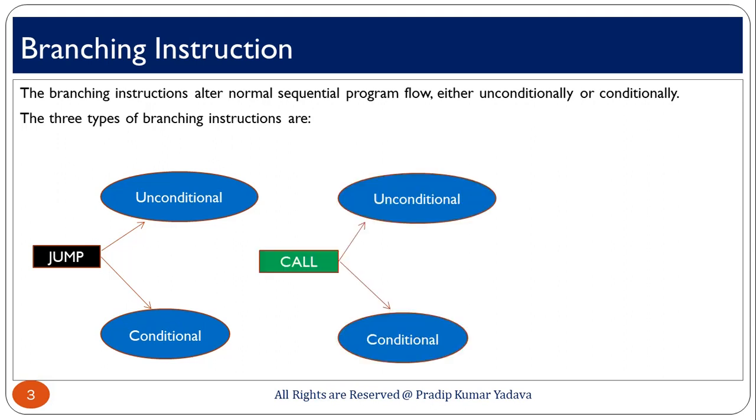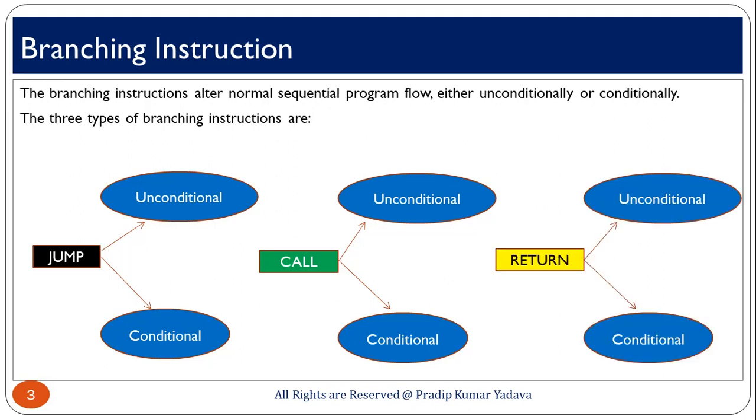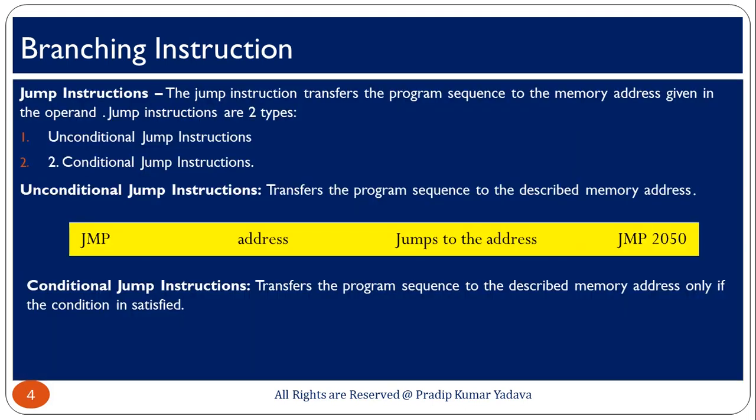Call is the second type of branching instruction. Call is also divided into two parts, unconditional and conditional. And return also has two parts, unconditional and conditional. I am going to discuss each and every instruction one by one, and I will give an overview so you can easily understand where to use conditional instructions and where to use unconditional.